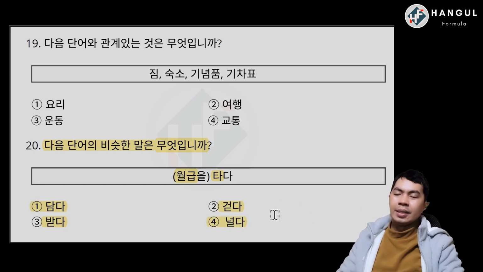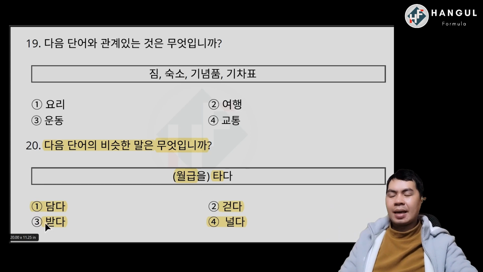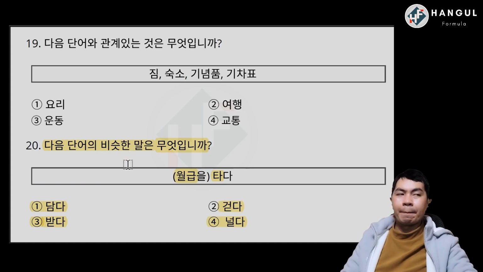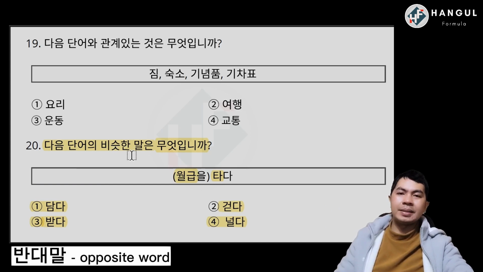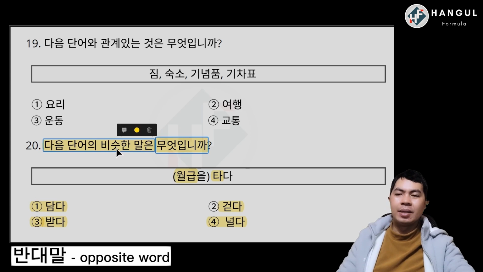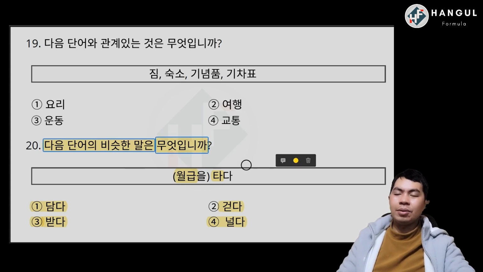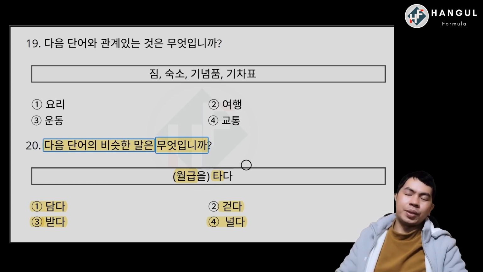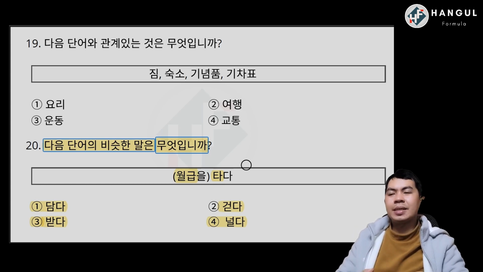Okay? So, yeah. So, that is patta. Okay, patta. Walgubul tada is same with patta. Sometimes, guys, ang tanong dito is mga pandemal, ibig sabihin kabaliktaran. So, maliban sa mga synonyms, dapat may alam din tayo mga antonyms. Okay? Mga opposite words. And, yeah. So, dito nagtatapos yung lesson na to.